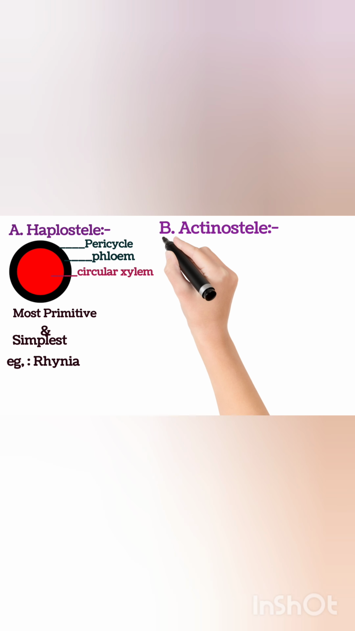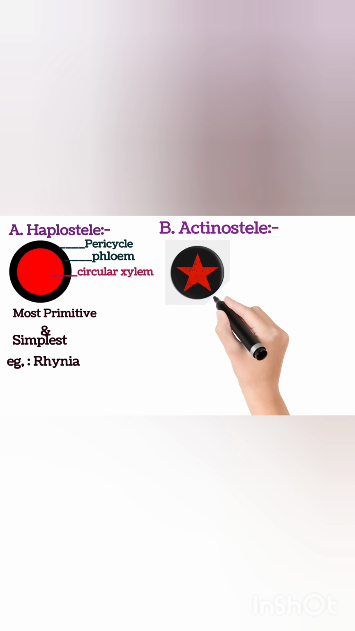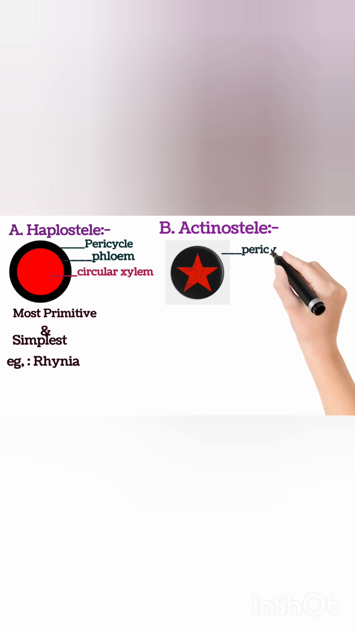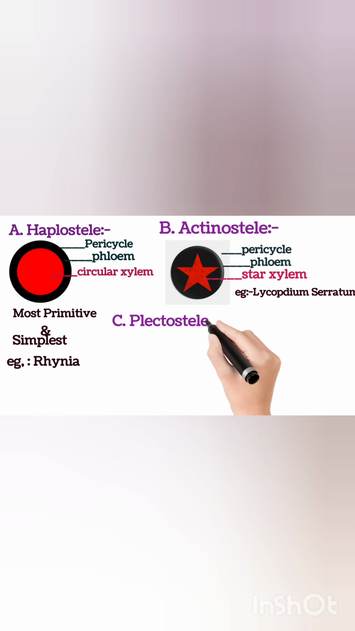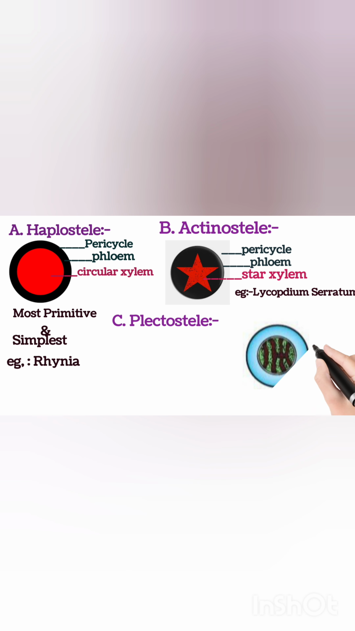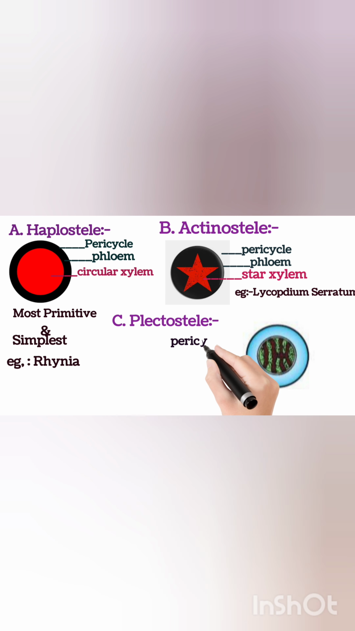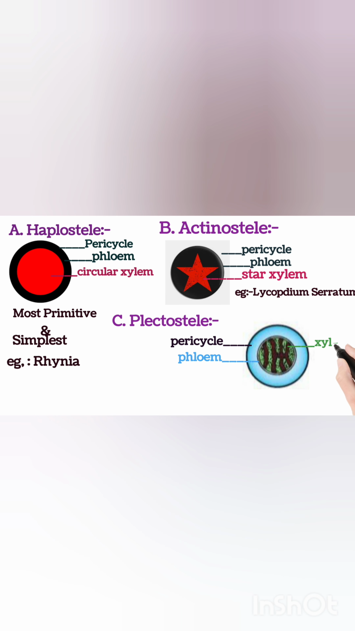Second one is actinostele. It has a diagram like that. It has the outermost covering, the same pericycle, then phloem and star-shaped xylem. It is a distinctive character. It is present in Lycopodium serratum. Last one is plectostele. It is like that. It has the outermost covering, this is called pericycle, and a phloem ring, and it has xylem in the form of plates. It is present in Lycopodium clavatum.